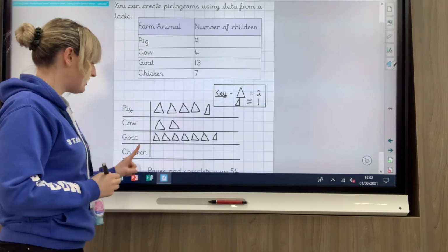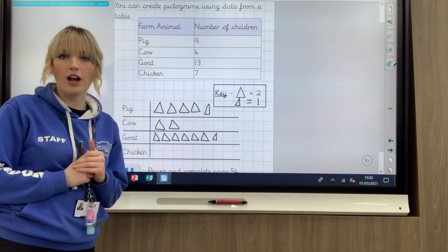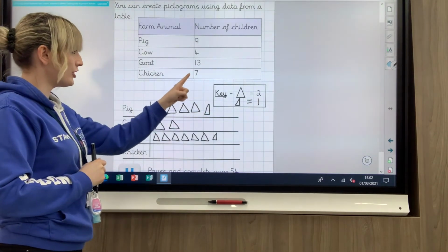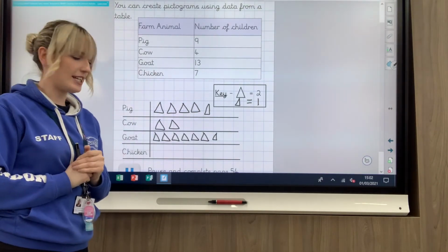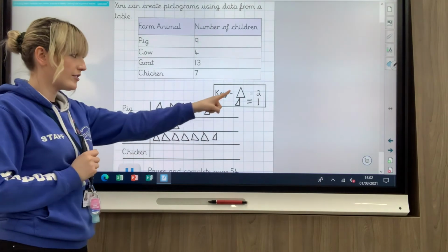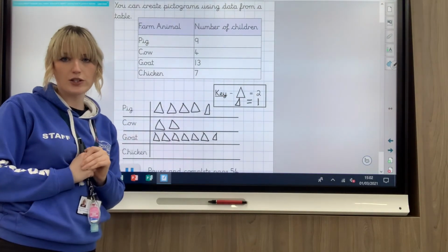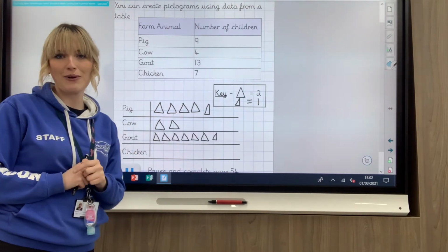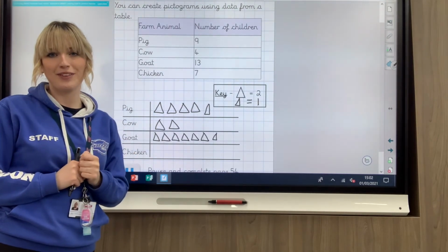Okay, I'd like you to do this one on your whiteboard or in your purple book. So 7 children voted for chicken as their favourite. So if a full triangle's worth 2, how can we show 7? Have a go at it now and pause the video.